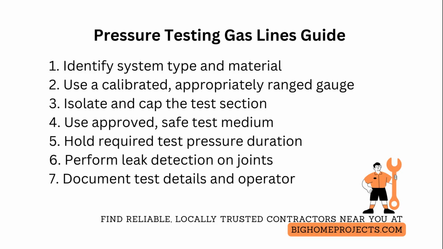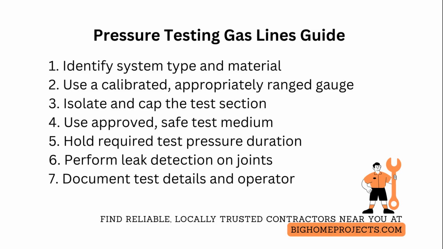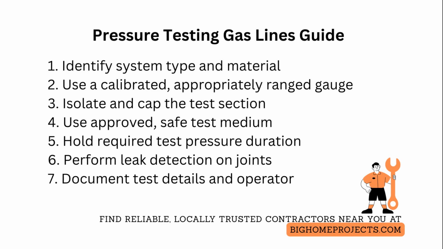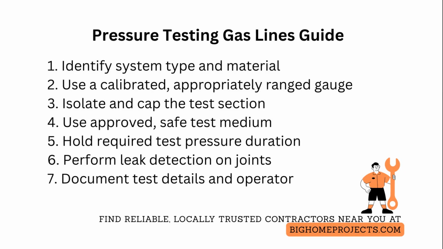When compaction, temperature change, or expected slow leakage can affect readings, perform a soap bubble or electronic leak detection sweep on joints and fittings while under test pressure for immediate localization of leaks. Document the procedure with test pressure, gauge serial number, test duration, and the name of the person performing the test. This documentation is often required by inspectors and useful if questions arise later.